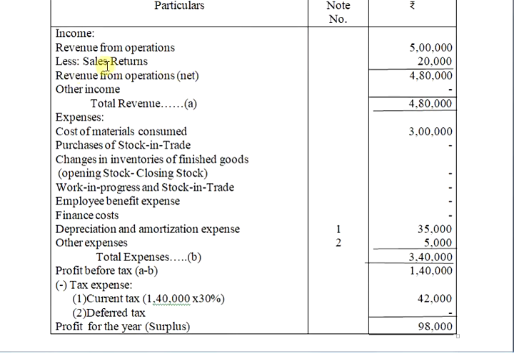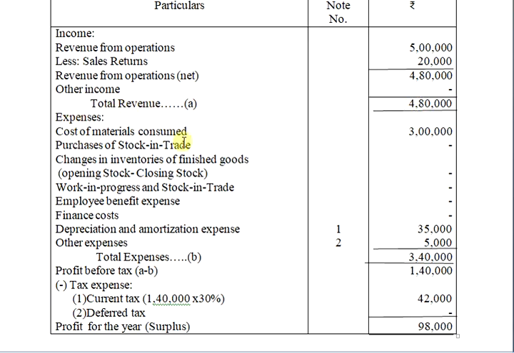Less sales returns. In this problem sales returns are given, so deduct the sales returns of 20,000. Revenue from operations net, how much did we get here? 4,80,000. Add other income. Is there any other income? No. So total revenue equals how much? A, total revenue, equals 4,80,000. How did we get this? Cash sales plus credit sales minus sales returns, 5 lakhs minus 20,000, gives 4,80,000, the revenue from operations net. Add other income, there is none, so 4,80,000 will be the total revenue.